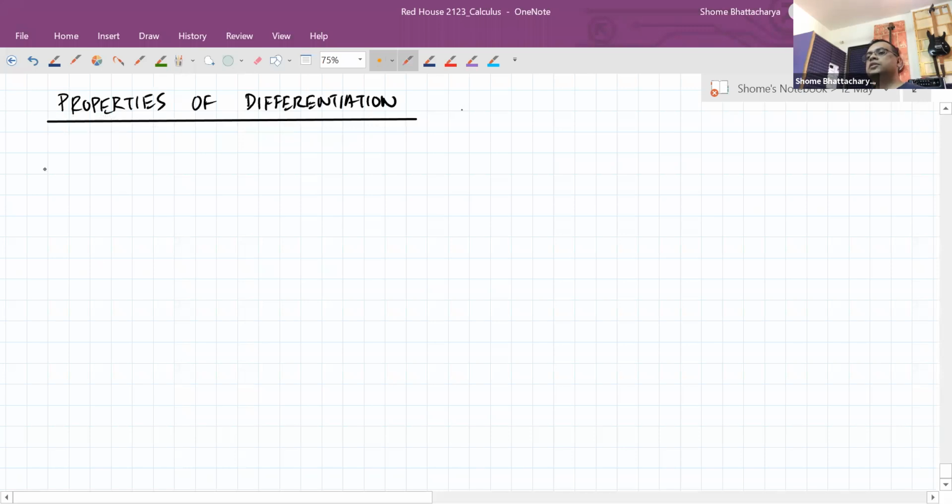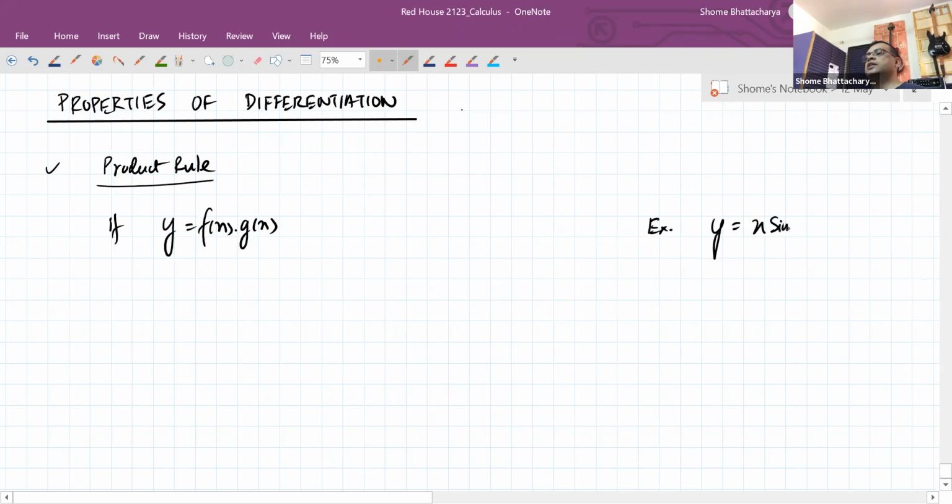So next one we have is the product rule. If a function is expressed as the product of two functions. So for example, if y is equal to, let's say, x into sine x, so it's the product of these two functions, then the derivative of y with respect to x is given by this formula. Differentiation of first function multiplied by second function plus first function multiplied with the differentiation of the second function.